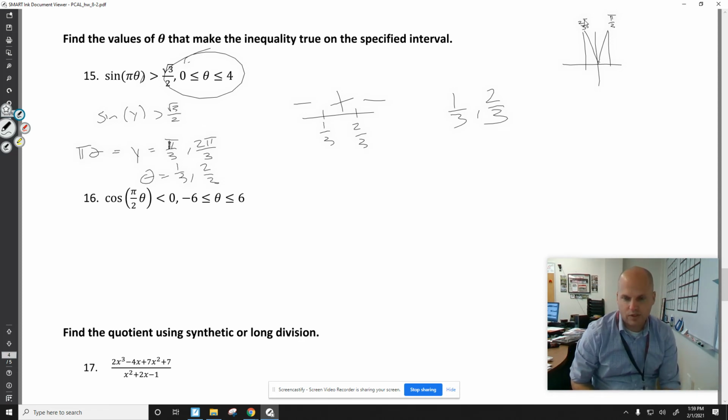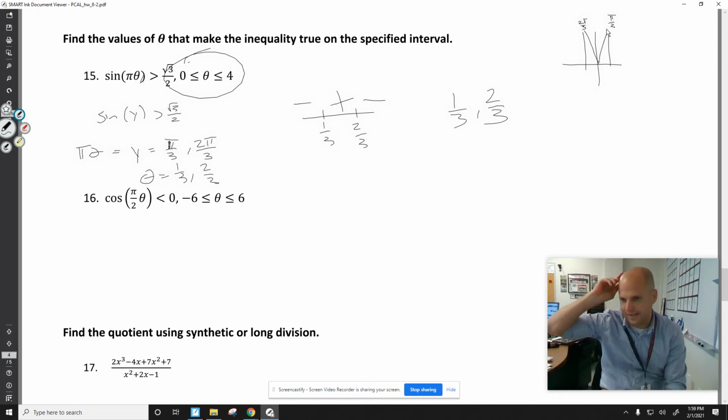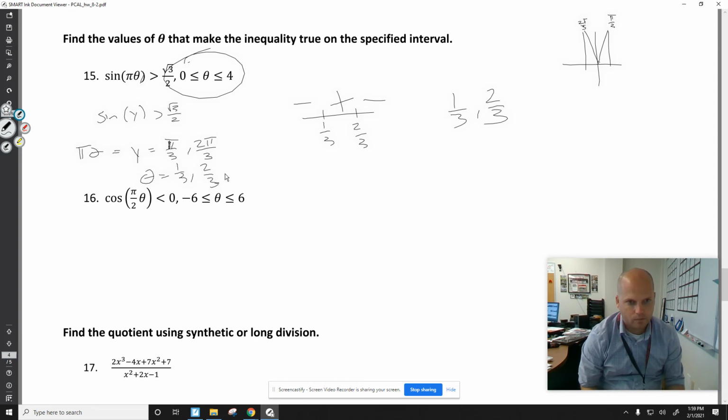Yeah, this is pi/3. This is 2 pi/3. Let's find another angle. Go over 2 pi. So add 6 pi/3. You get 7 pi/3. 7 pi/3 turns into 7/3. 7/3, my friends, is between 0 and 4.